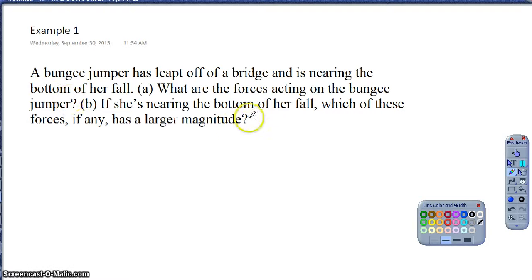So example 1: a bungee jumper is let off the bridge and is nearing the bottom of her fall.